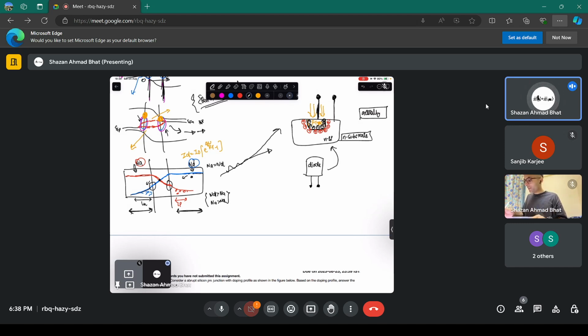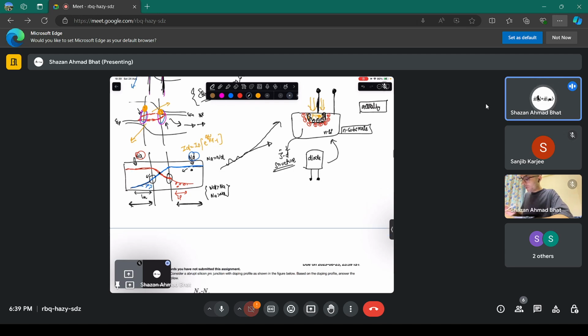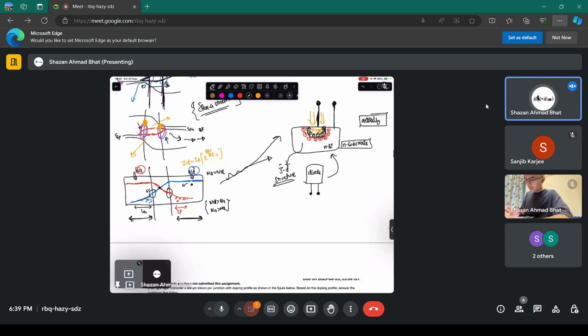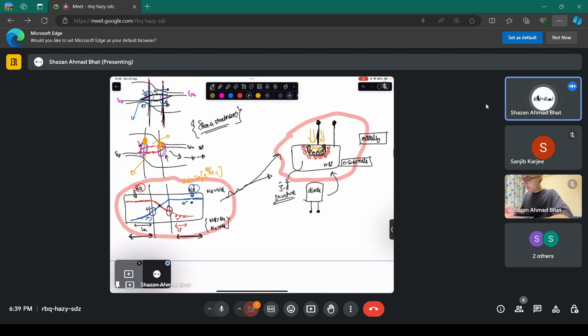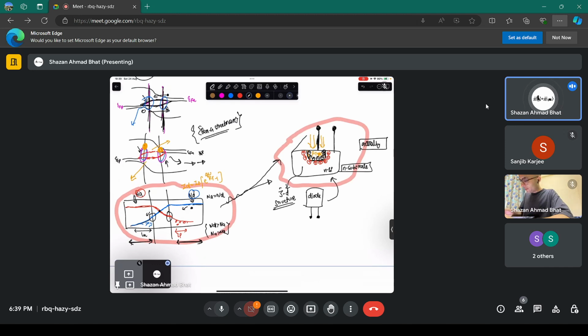And the actual picture is something like this. There is a p-type region here, and there is the n-type region there. This is the actual three-dimensional structure. So you see how complicated it is. What we showed here before is a very basic schematic. This is the actual schematic, and it will also have a certain width and thickness.